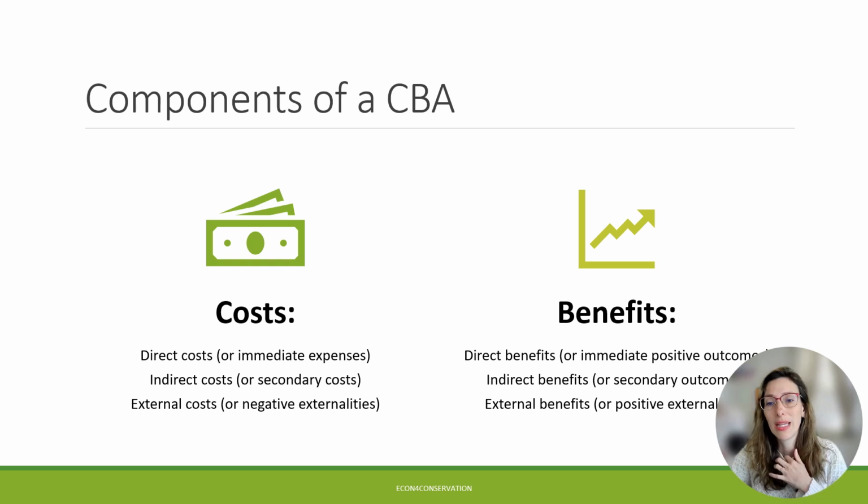Okay, so now let's look at the different types of benefits that an environmental project might generate. We have direct benefits. These are the immediate positive outcomes of a project. Examples include increased revenue, job creation, and improved infrastructure. Indirect benefits, these are the secondary positive outcomes. Examples include increased property values.